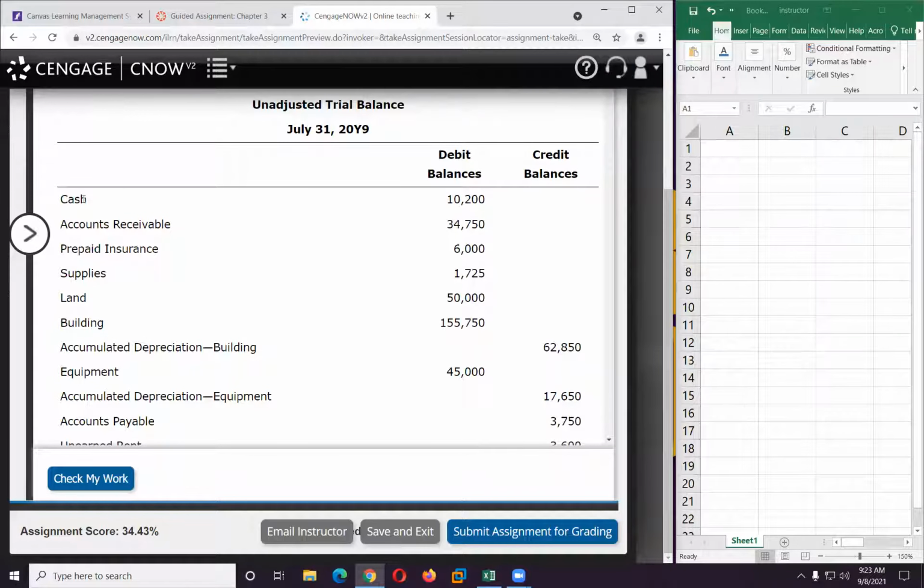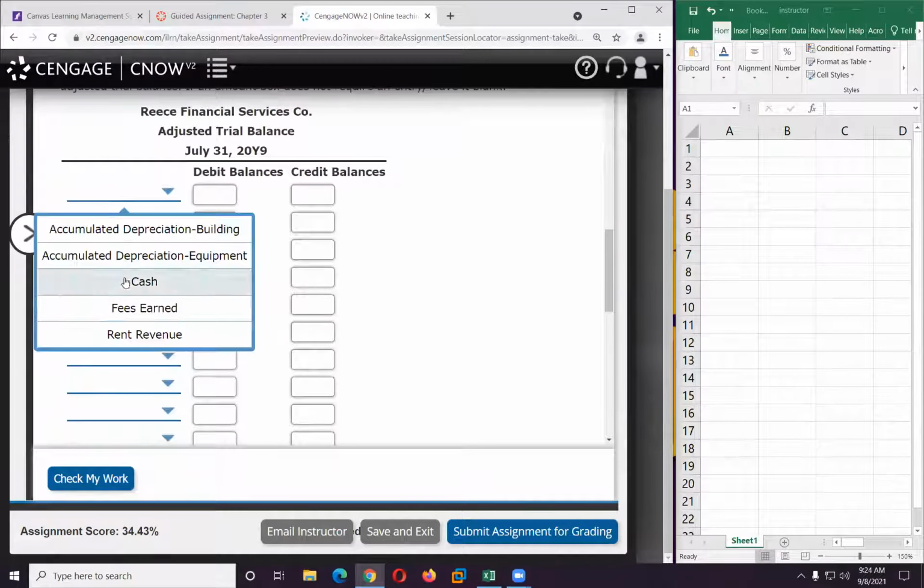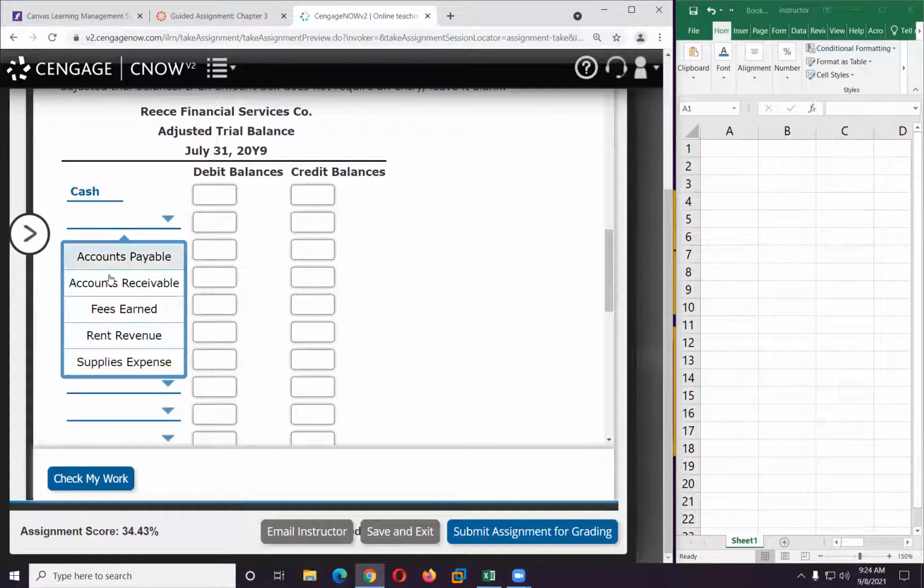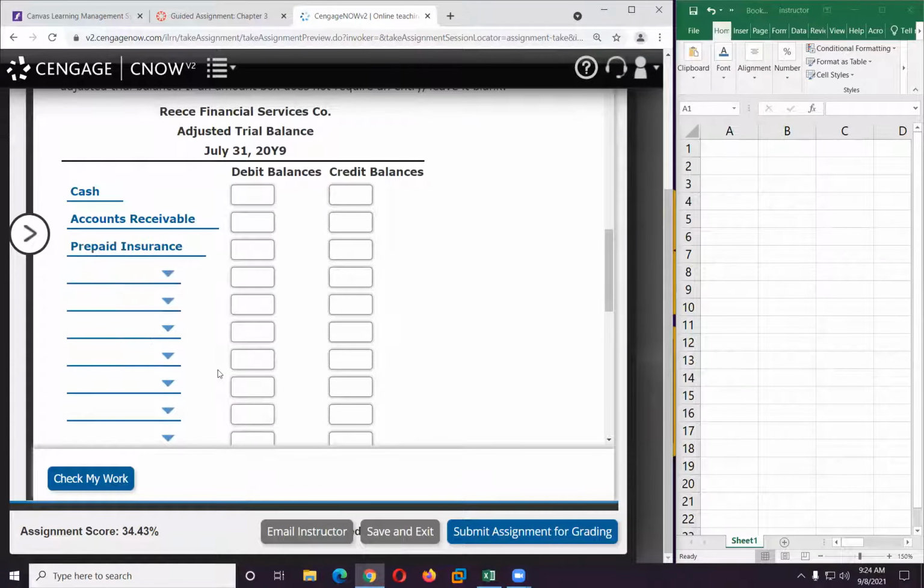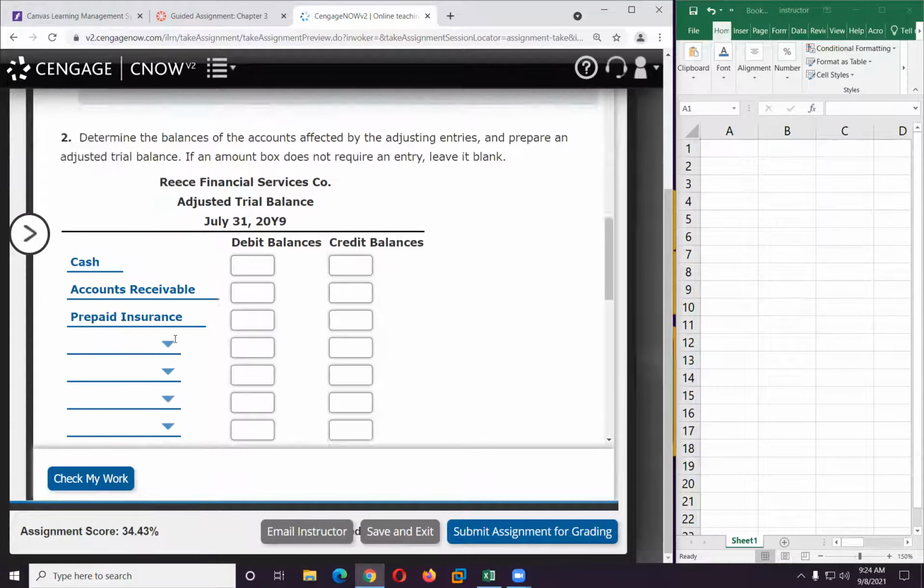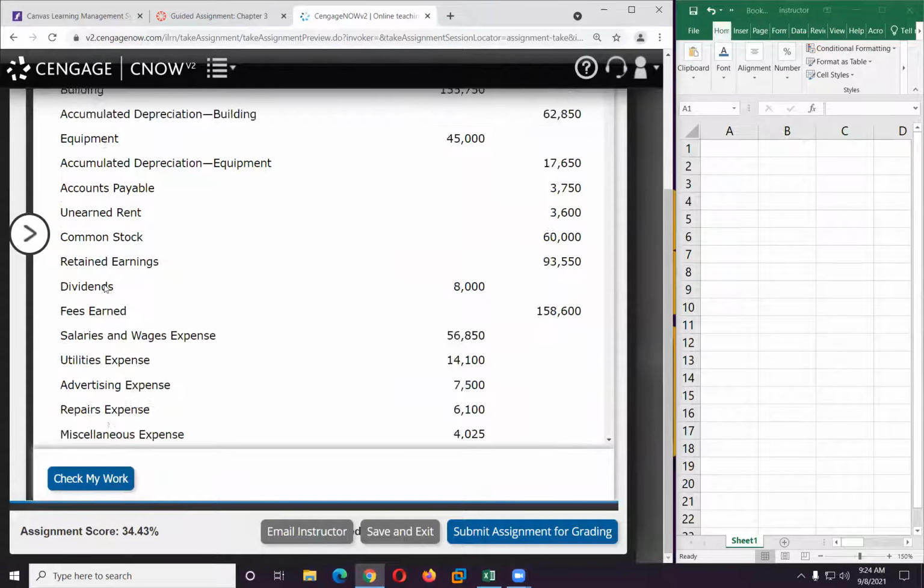So I'm going to start with the asset accounts, and there's a bunch of them: cash, accounts receivable, prepaid insurance, supplies, land, building, accumulated depreciation on the building, equipment, accumulated depreciation on the equipment. Those are all of my asset accounts. So I'm just going to look at these: cash, accounts receivable, prepaid insurance, and scroll down and put them in here. Cash, accounts receivable, prepaid insurance, supplies, land, building.